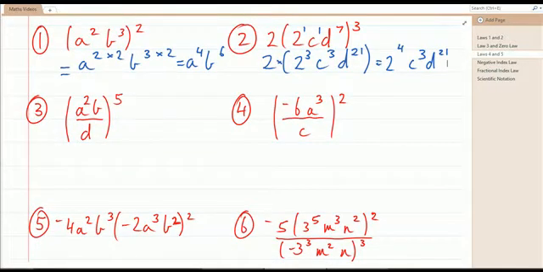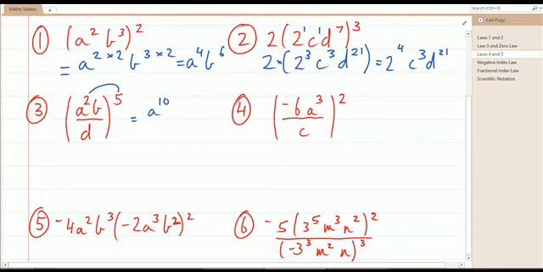Same thing with division. Anything that's outside the brackets will impact everything that's inside the brackets. So you can see here, this is going to become a 2 times 5, which is 10, b 1 times 5, which is b to the power 5, and d 1 times 5, which is d to the power 5. We have no common bases there, so we can't simplify that anymore. So let's leave it as that.